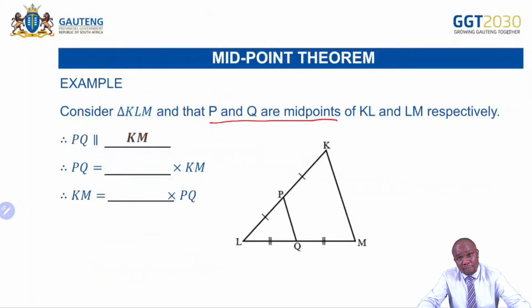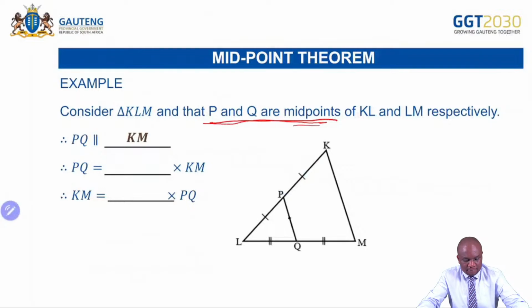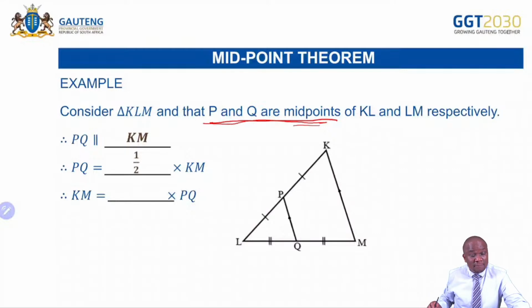And then there is the midpoint theorem, because we're told that P and Q are what? Midpoints. Don't forget the reason. And then PQ is equal to what? PQ is half of KM, because of the midpoint theorem. I didn't write the reasons here, but make sure you write the reasons every time. And then KM is equal to 2 times PQ.